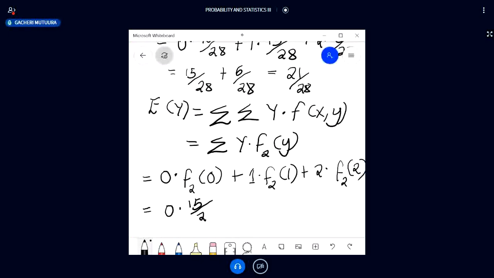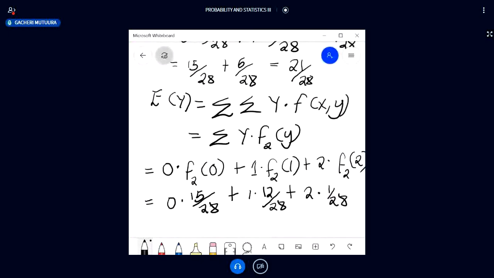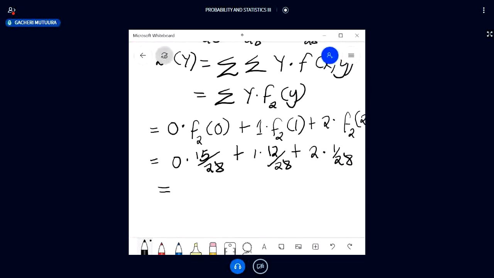So for those who might not be following, this is where it's coming from. The marginals, remember, were already at the last row and the bottom column of that particular distribution function that we were given. So it's just a matter of summing them up and multiplying each by y, and you end up with 12 over 28 plus 2 over 28, which is 14 over 28, or a half, as has been reported.